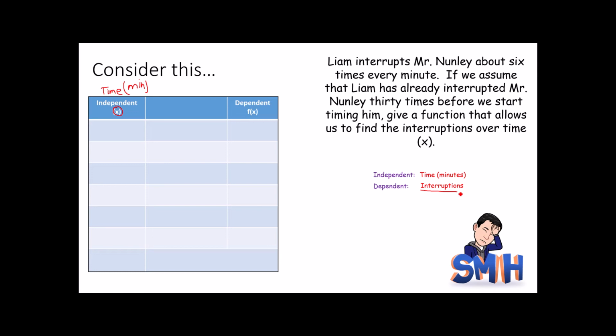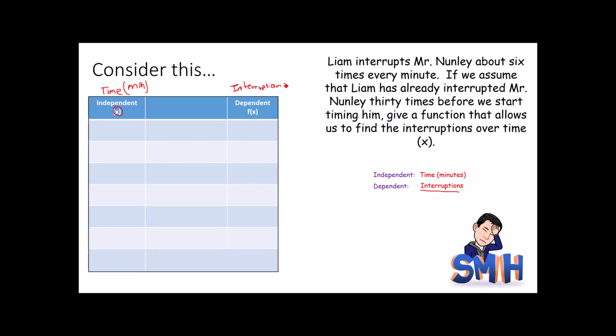The interruptions, though, are going to be my dependent variable, because how many times I've been interrupted depends on how much time we give Liam. So let's say interruptions. It's hard to write with a mouse. Interruptions. I should get a cool stylus like some other YouTubers have. That'd be cool. There we go.